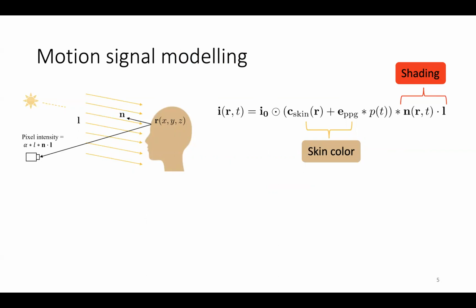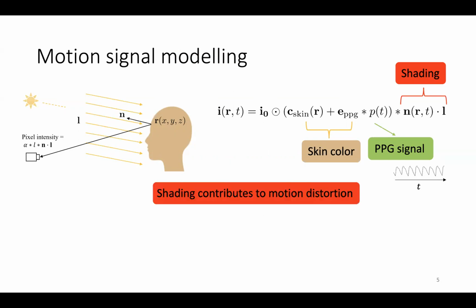The shading term is then scaled with the skin albedo or skin color and the light strength I0. The skin color is dependent on the melanin content of the skin and also the pulsatile PPG signal caused by the blood volume changes, which is the main signal that we want to recover. Here, E denotes the strength of the PPG signal and is very weak compared to the average skin color.